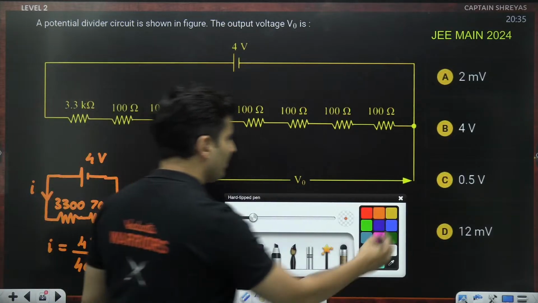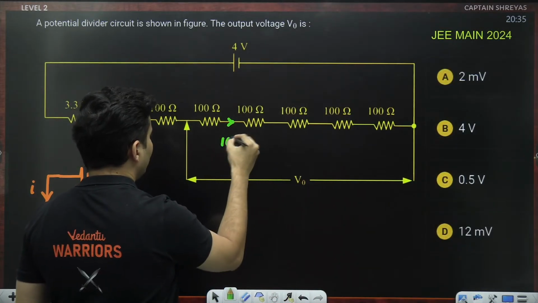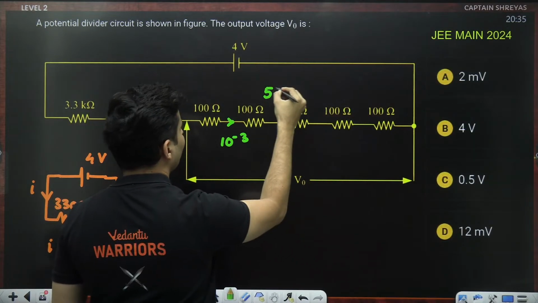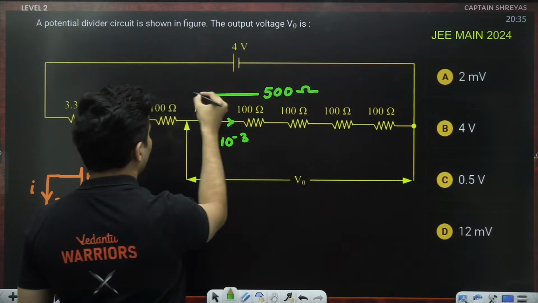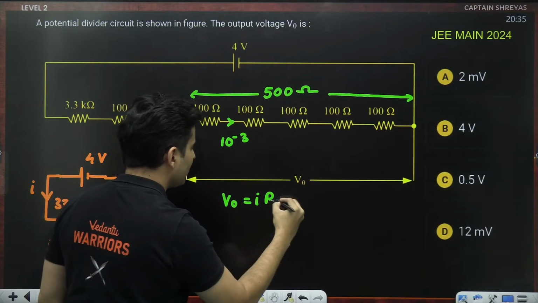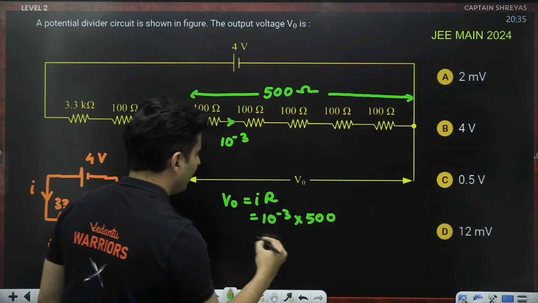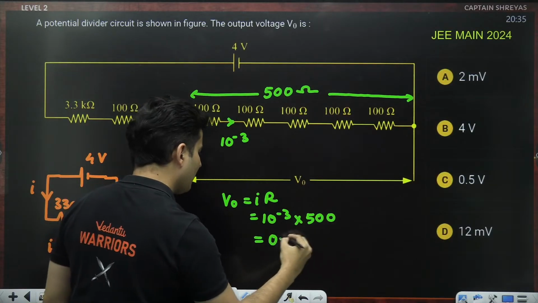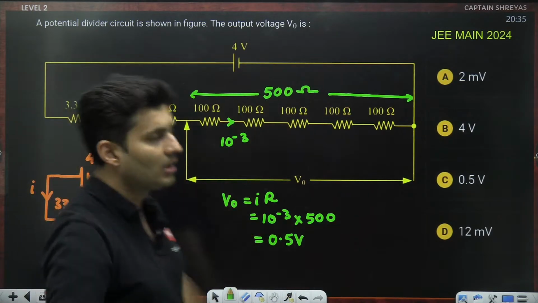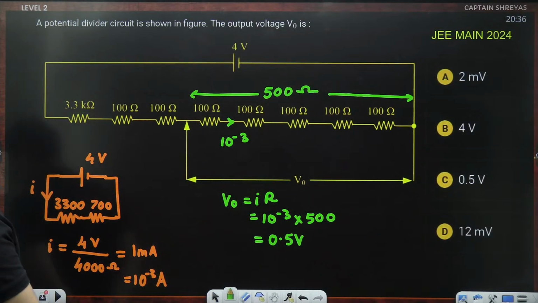If you want to measure this particular voltage V0, and I know this current is 10 to the power minus 3, how many resistances are there? 1, 2, 3, 4, 5. So 500 ohms is there right from here till here. So the voltage V0 will be current into resistance. Current is 10 to the power minus 3, resistance is 500, so it will just be 0.5 volts, I believe. 0.5 volts is C for Captain Shreyas. Very good, Captain Shreyas is the answer. Everyone with me? Very good, awesome.